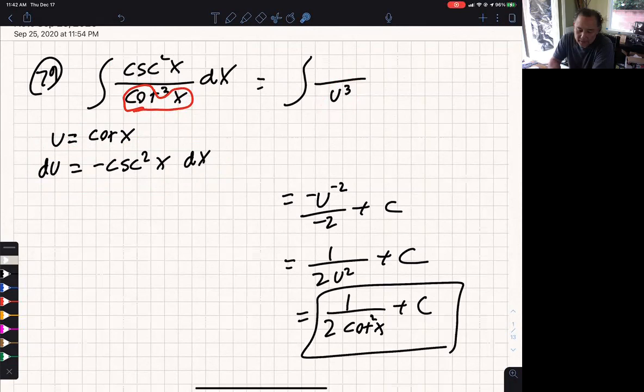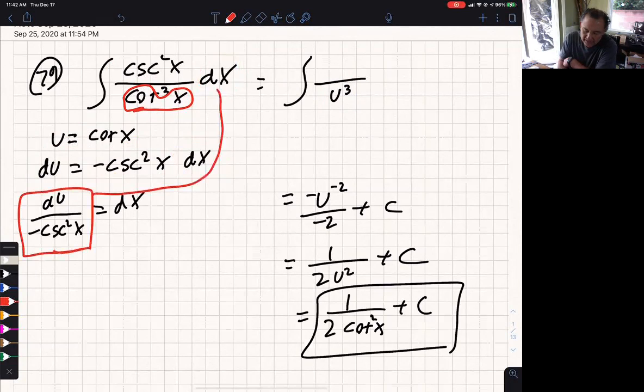I'm happy with that, but I'm not happy with the dx, okay? Because since I'm changing things to u, everything has to be u's, no x's. So what do I do with the dx? Well, I'm going to solve for dx and replace it. So divide both sides by negative cosecant squared. So we're going to get du over negative cosecant squared x is dx. So now I take that value of dx and I stick it in there. Okay, so that's the other method. So that cosecant squared x stays there. And in place of dx, I put du over minus cosecant squared x.